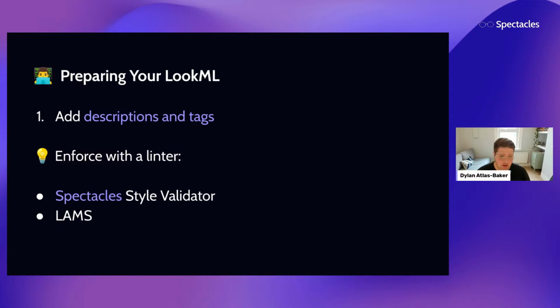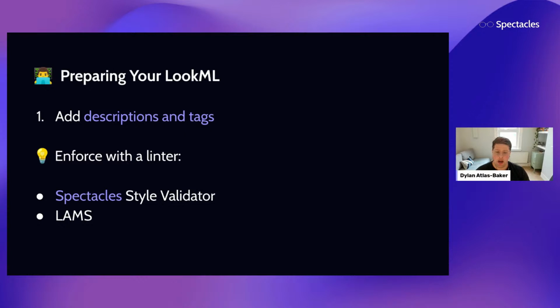The easiest way to enforce this and to keep this to a high standard is with a linter. So we have our own linter in Spectacles, what we call our style validator, where we enforce things like all dimensions need to have a description, or all dimensions need to have tags, or things like that. And so we provide that. There are also other ones out there. LLMs is probably the other most popular one that people use.